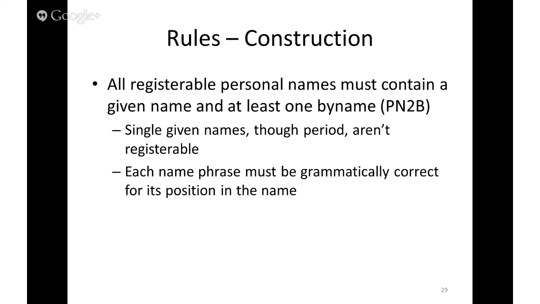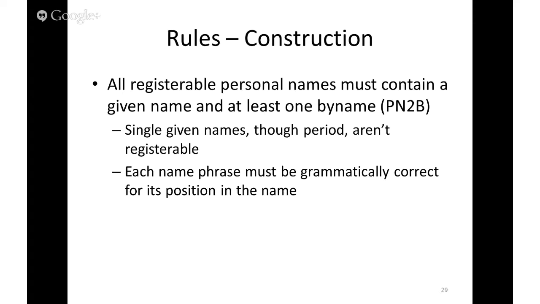Each name phrase must be grammatically correct for its position in the name. A given name is a given name, a by name is a by name. You don't get to swap places unless the language you're using specifically allows it. In late period English, surnames were turned into given names and vice versa. So you can do it there, but not in early period English.